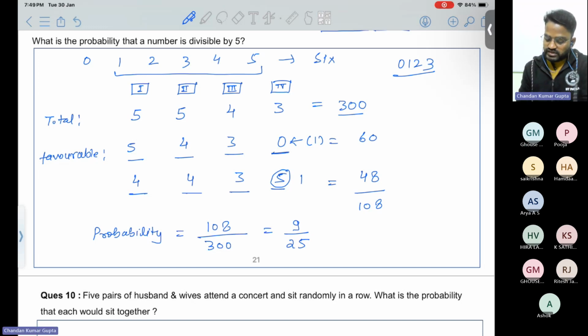Actually, we should divide, na? Like there are two possibilities, 0 and 5. When it comes out to be 0, then the cases are different because the number 0 is included here. Na? That's why.